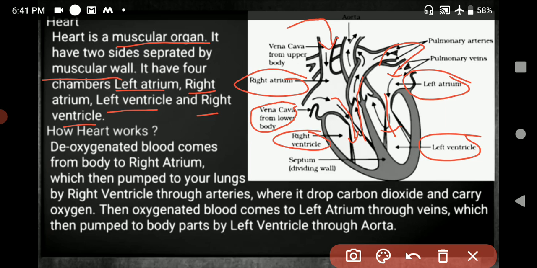So here we have observed that the blood enters the human heart two times. So this is known as double circulation. Okay, one oxygenated blood and another one is deoxygenated blood enters the human heart. So this circulation of the blood is called double circulation. So now the oxygenated blood comes to the left atrium through the veins, which is pumped to the body parts by the left ventricle through the aorta.